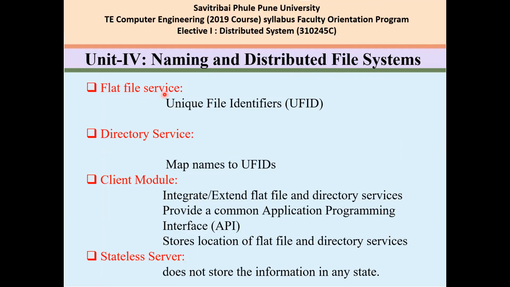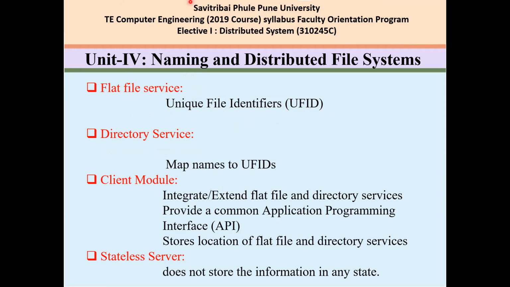Yes. Now the first point here is the flat file service. As we have seen in the earlier diagram, the flat file service is going to have UFIDs, that is unique file identifiers. The directory service is going to map names to UFIDs. So you can just resemble this to your tree diagram, where we are traversing from the apex, that is the root node, till the leaf nodes.